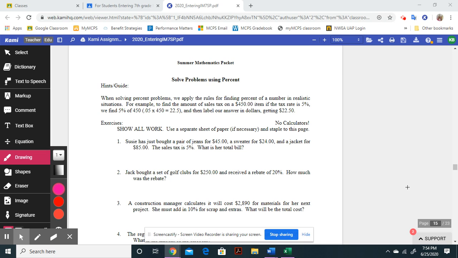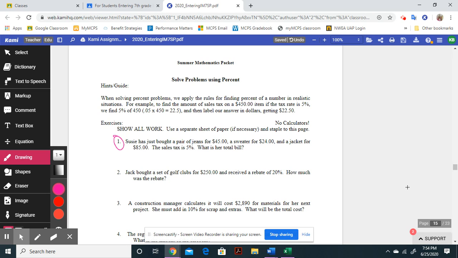So I'm going to try to describe this based on what we're seeing here. We're solving problems using percent. I'm going to read number one. Susie has just bought a pair of jeans for $45, a sweater for $24, and a jacket for $85. The sales tax is 5%. What is her total bill?